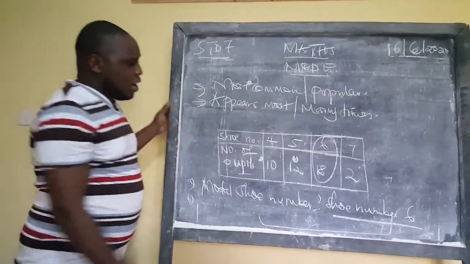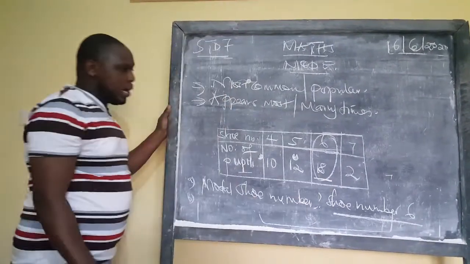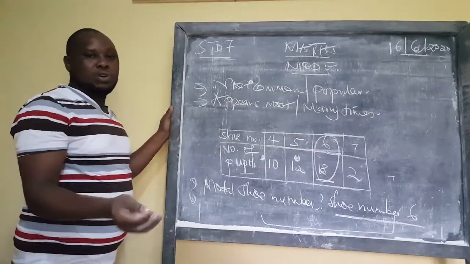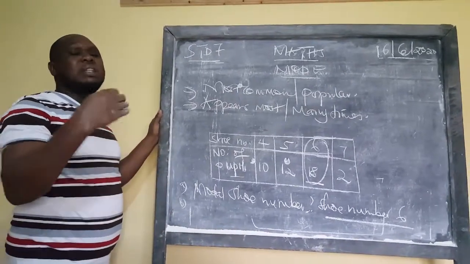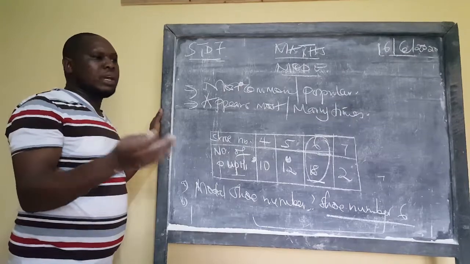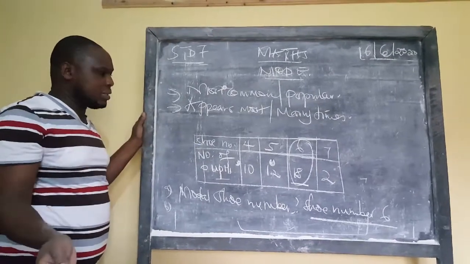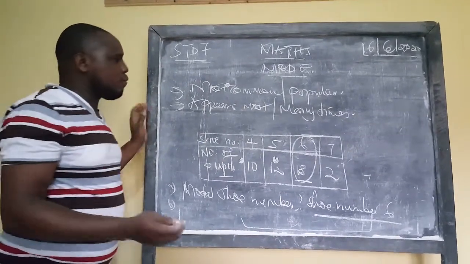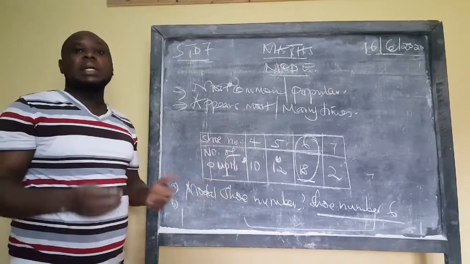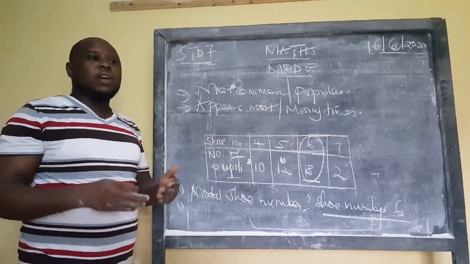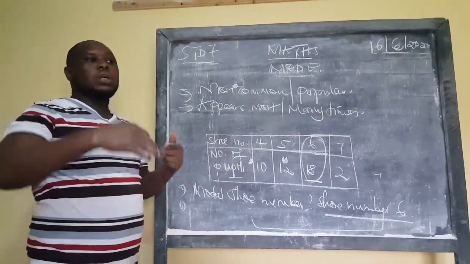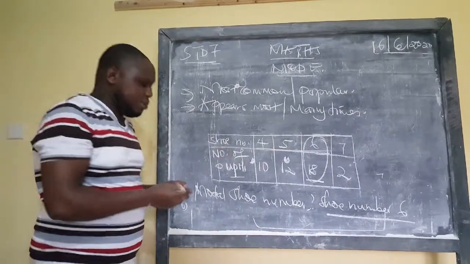So 18 pupils wear shoe number 6. So that's how we get the modal class. We can get the mode of so many things. You can get the modal class of marks, colors, even games. Maybe I give you another one.